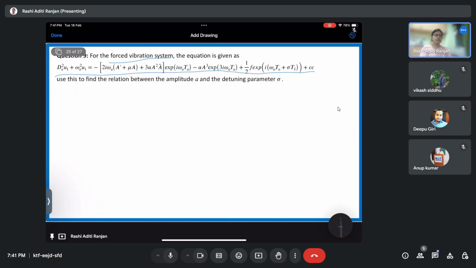Do you know what is the detuning parameter? So we define omega as omega naught plus epsilon into sigma. So we actually convert my omega in this form wherein omega naught is the natural frequency, and we say that omega varies from some value to other value wherein omega naught lies between it. Epsilon is nothing but my bookkeeping parameter, and sigma is the detuning parameter which is used to tune the frequency. Okay. So for this equation, we want to find out the relation between amplitude A and detuning parameter sigma.